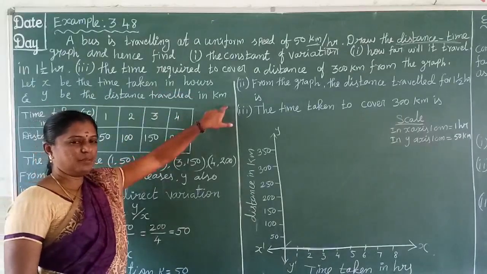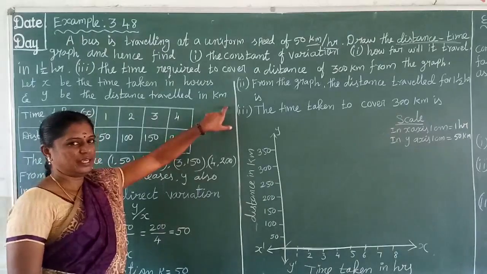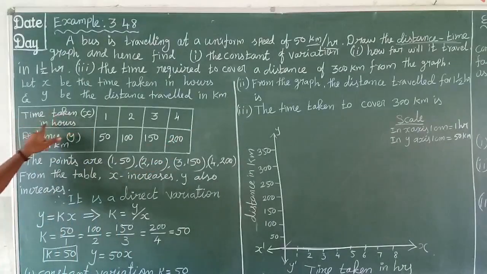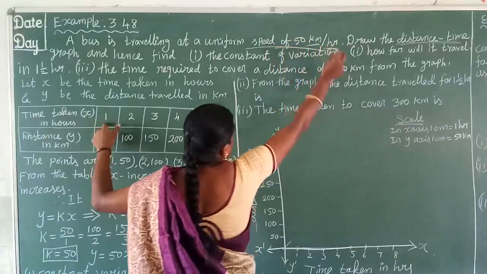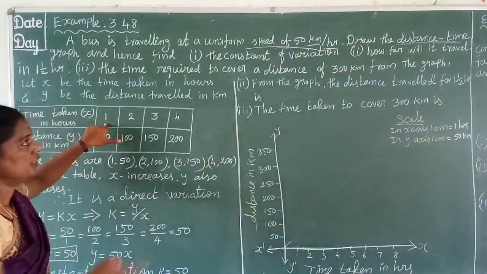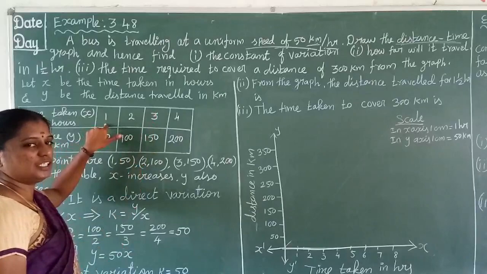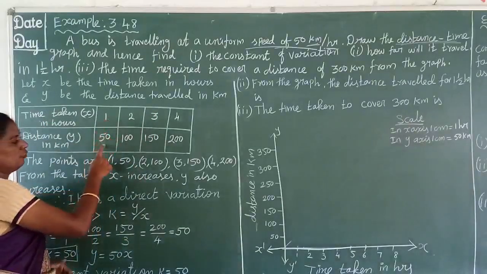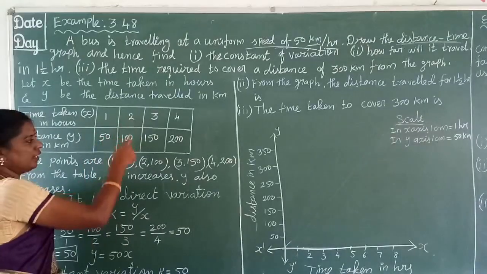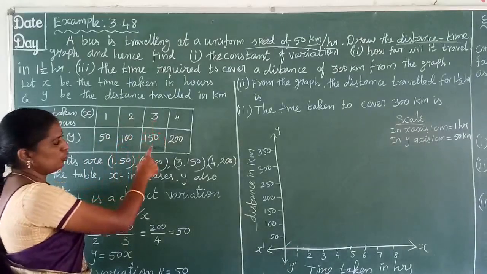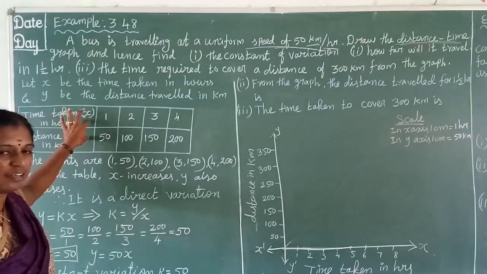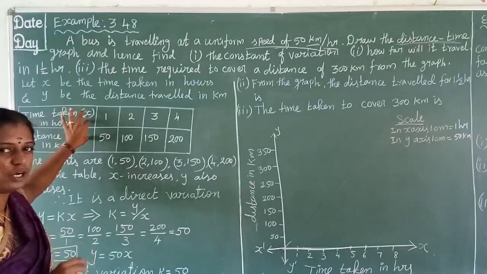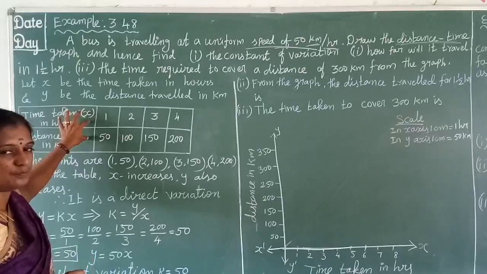The tabular column is not given in the question, we want to make it. So time taken, that is x in hours, and distance, that is y in kilometers. Here the speed is 50 km per hour. In 1 hour the bus covers a distance of 50 km. So 1 hour, 50 km. Suppose 2 hours means 2 into 50, 100. 3 hours means 3 into 50, 150. 4 hours means 4 into 50, 200. This table is not given in the question, we only want to make it, so make it carefully. Is it clear?